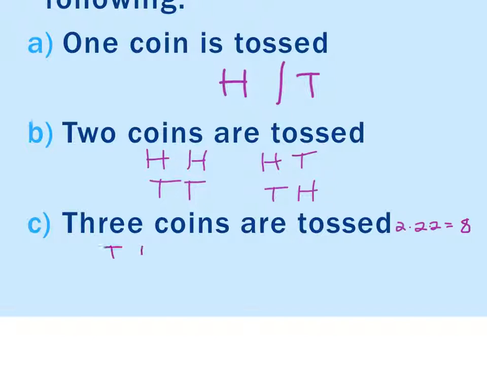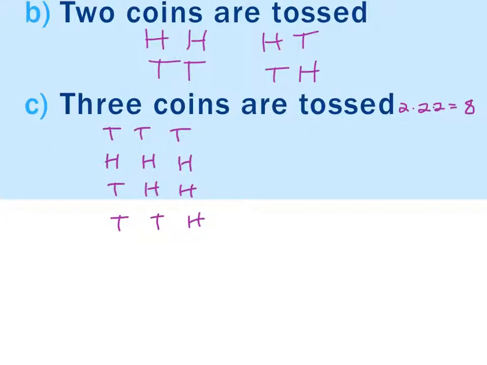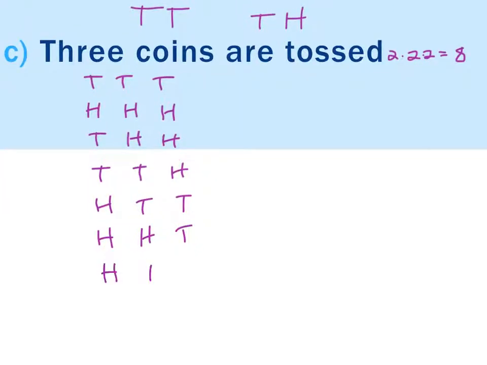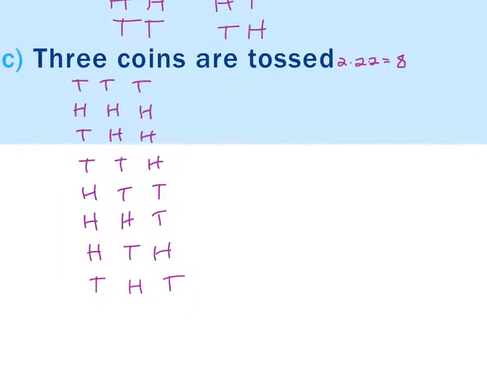So I can say it is tails, tails, tails. Heads, heads, heads. Tails, heads, heads. Tails, tails, heads. Heads, tails, tails. Heads, heads, tails. What am I missing? Heads, tails, heads, and tails, heads, tails. 1, 2, 3, 4, 5, 6, 7, 8. There, I've got them all. So this is generating your sample space.